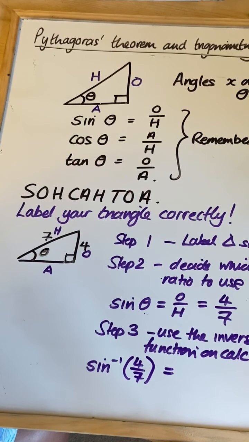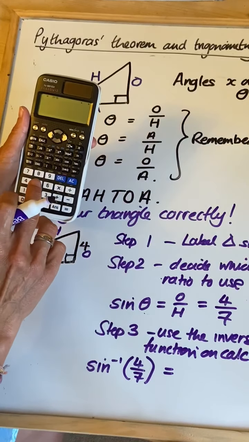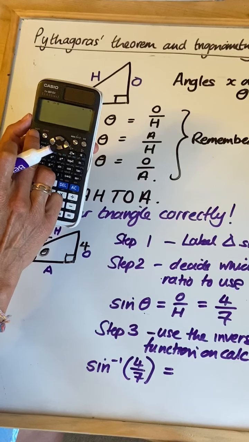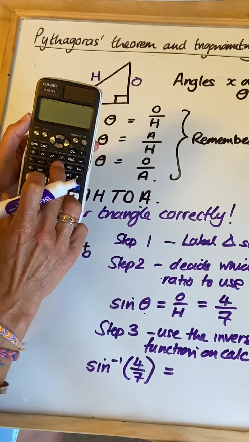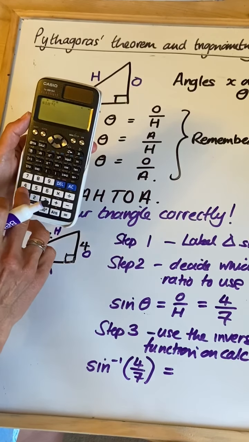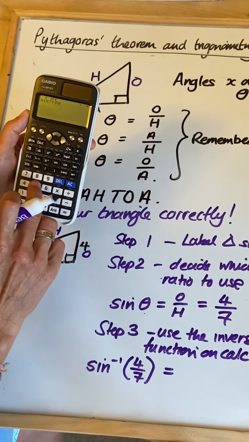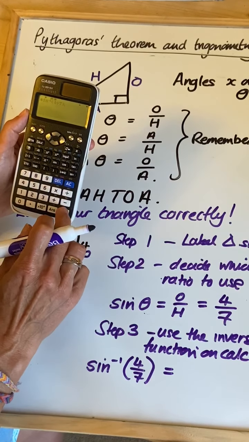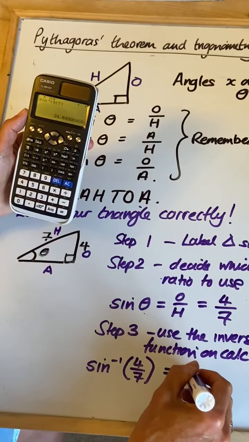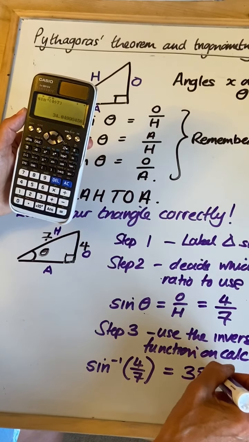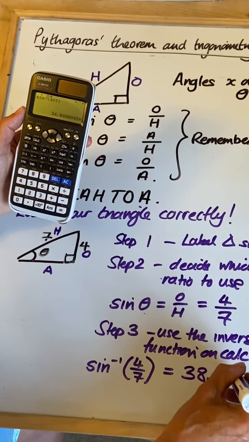Okay, so I'm just going to change the settings on my calculator. So here's my calculator. I'm pressing the shift button and then the sine button, and I'm doing 4 divided by 7. And that gives me 38 point, I'm just going to do 1 decimal place, 8 degrees.